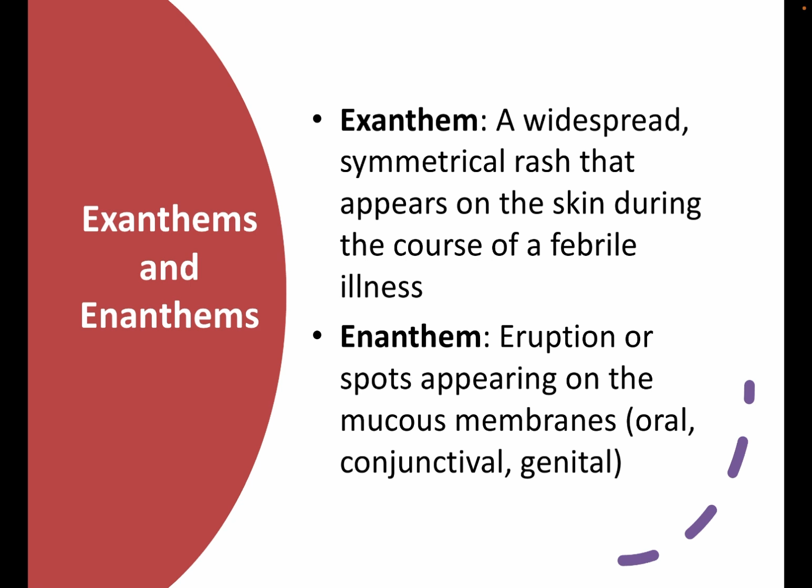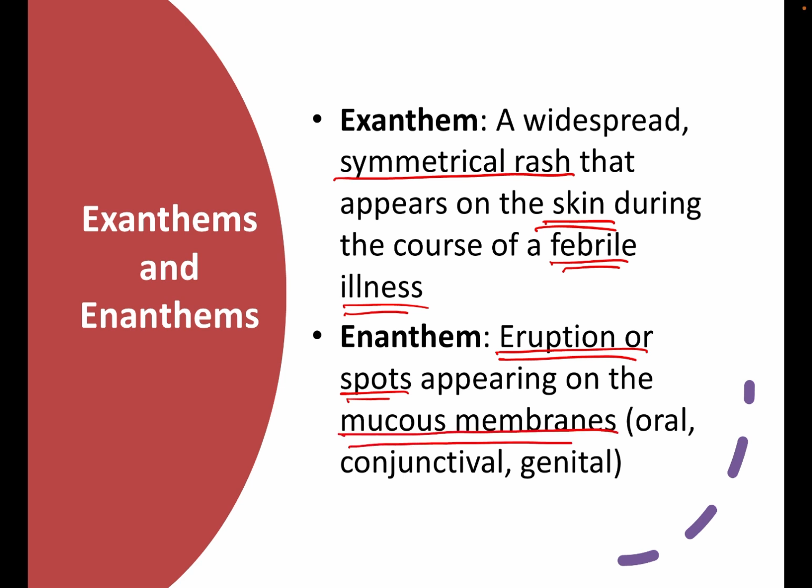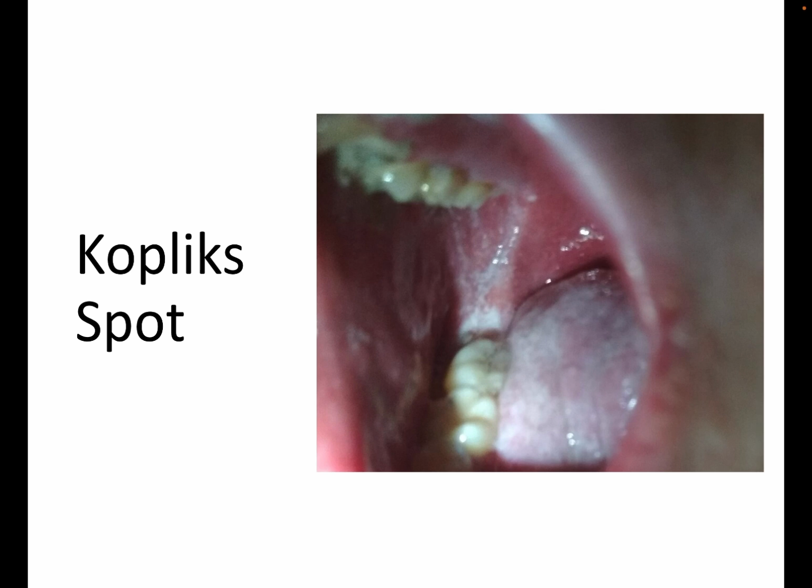Okay, so this is the difference between exanthem and enanthem, which we have already discussed. Exanthem is a symmetrical rash that appears on the skin during the course of febrile illness, whereas enanthem is an eruption or spots appearing in mucosal membrane like oral mucosa or conjunctiva or genital area. And this is an example of an enanthematous rash. This is what we call a Koplik spot, and this is also typically characteristic of measles, appearing in the buccal mucosa.